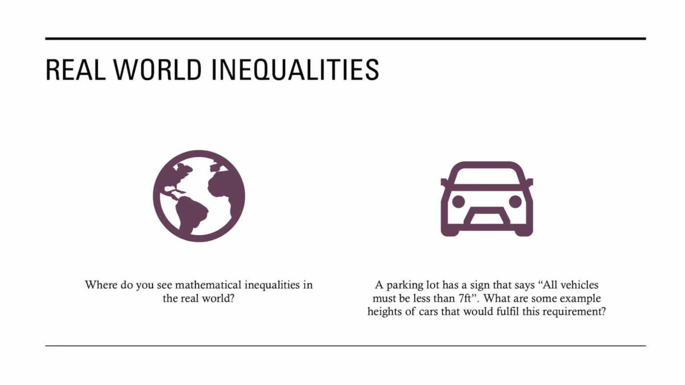One example I was able to think of was, let's say a parking lot has a sign that says all vehicles must be less than 7 feet. You might have seen those when you're going into a mall, the yellow bar on the top. What are some example heights of cars that would fulfill this requirement?